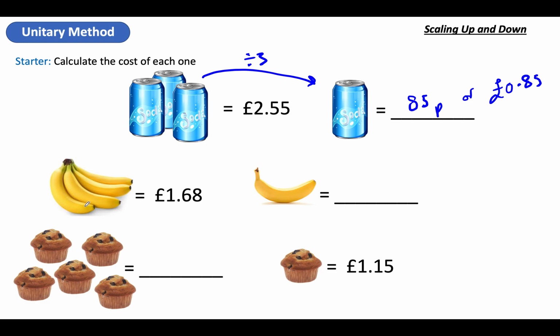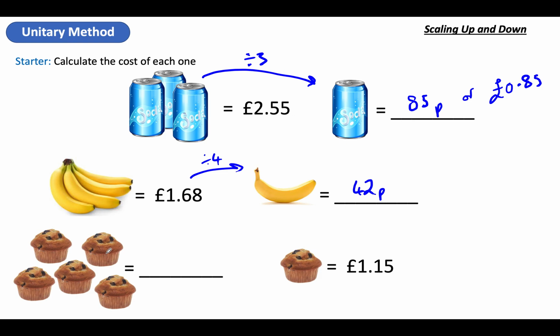Right, bananas. There are 1, 2, 3, 4 bananas there, but only 1 here. So I need to divide by 4, which £1.68 divided by 4 is 42 pence. Or you might have put down £0.42.